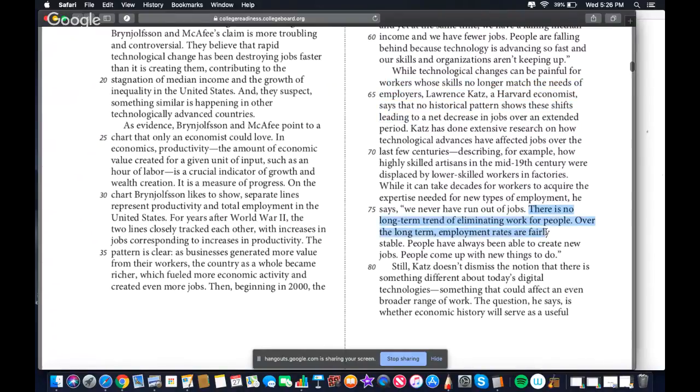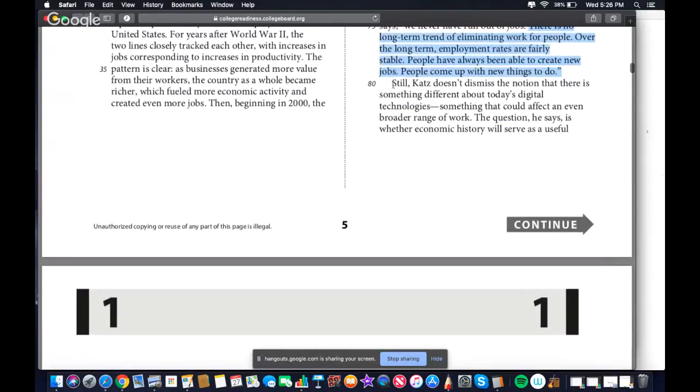There is no long-term trend of eliminating work for people. Over the long term, employment rates are fairly stable. People have always been able to create new jobs. People come up with new things to do. Okay. Still, Katz doesn't dismiss the notion that there is something different about today's digital technologies, something that could affect a broader range of work.